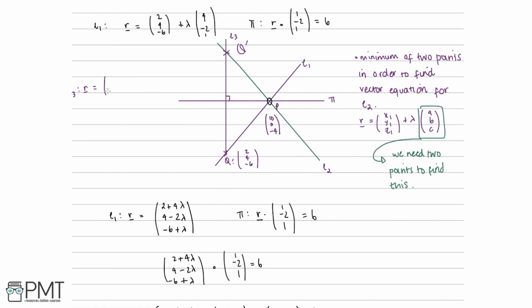So we have our position vector (2, 4, −6) plus, now let's use some other constant instead of lambda because we've already used lambda over here, so I'm going to use mu, multiplied by our normal vector for our plane pi. So it would be (1, −2, 1). So now that we have the equation of the line L3, how can we use this in order to find the value of Q dashed?